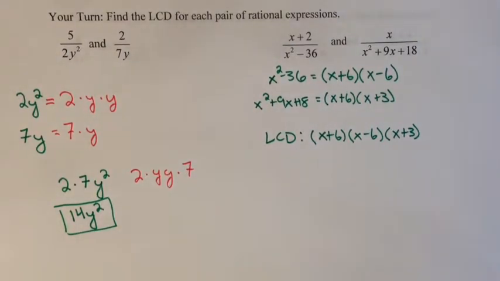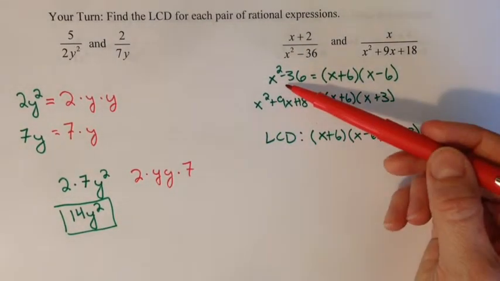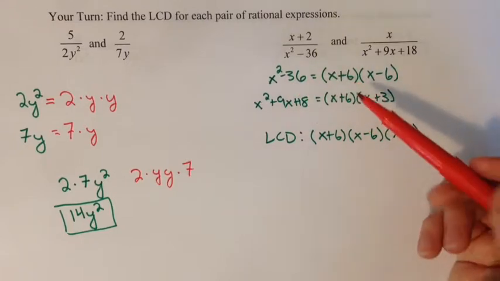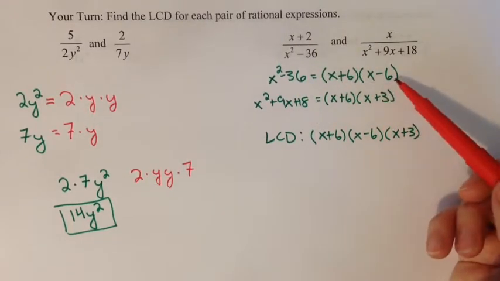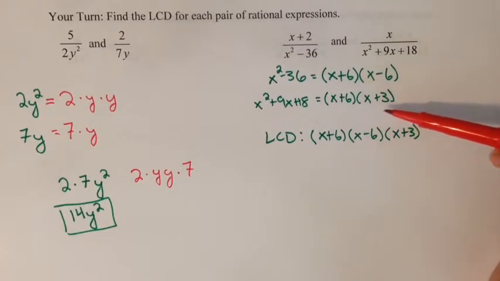My second example had a little more work up front with the factoring. I take my two denominators and I factor them as much as I can. My first denominator is a difference of squares and factors as x plus 6, x minus 6. My second denominator factored as x plus 6, x plus 3.